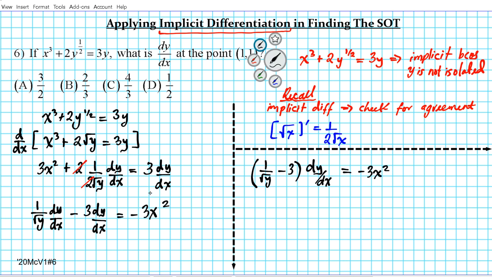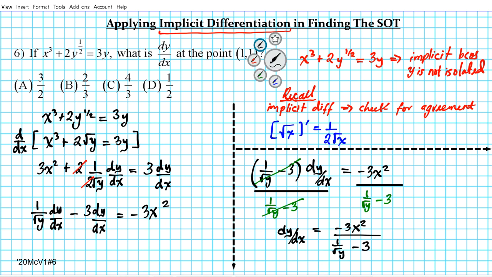Now we're going to isolate. So collect, factor, and isolate. So if you want to isolate dy/dx, you just basically divide both sides by the coefficient of dy/dx. So let's divide both sides by 1 over root y minus 3. On the left side, this divides out. So you have your derivative dy/dx, okay? So dy/dx is equal to negative 3x squared divided by 1 over root y minus 3.